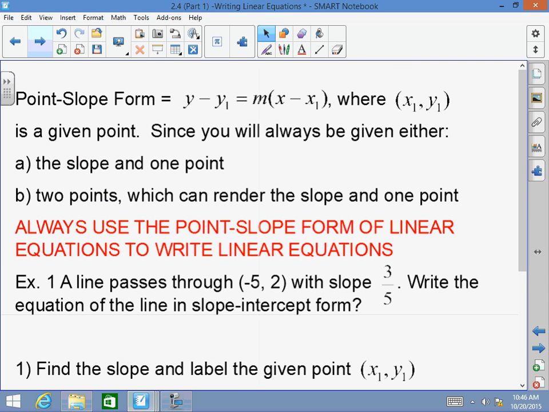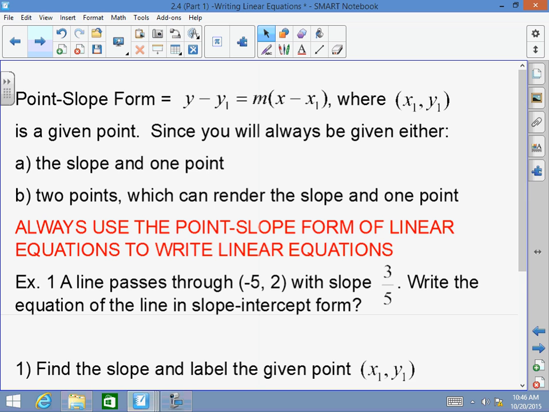Okay. So point-slope form, guys. Y minus y1 equals m times x minus x1, where x1, y1 is a given point. Since you will always be given either the slope and 1 point or 2 points, which can render the slope and 1 point, always use the point-slope form of linear equations to write linear equations. Okay, how does it work?